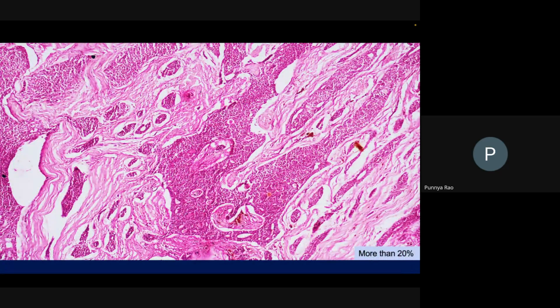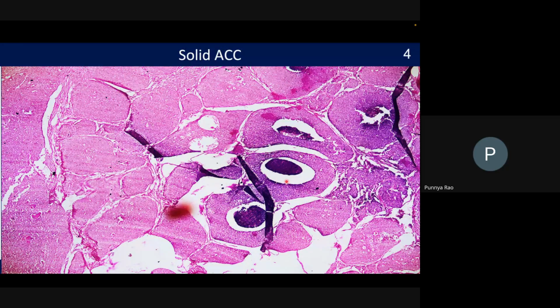Okay, so it's more than 30%. I'm sorry, it has come to 20 there. Okay, so these are your solid areas. This was a predominantly tubular tumor with more than 20 or 30%. Yes, so we are going to grade it as solid. Okay, so this was a tumor which was predominantly solid.